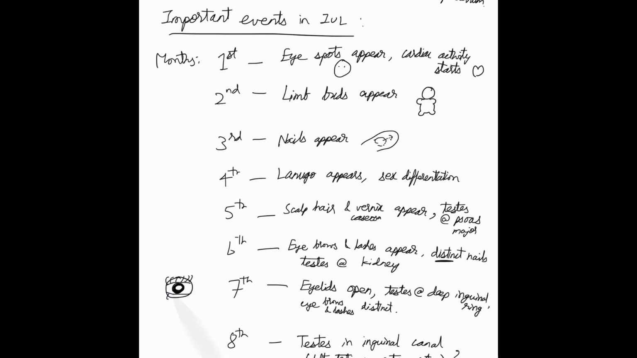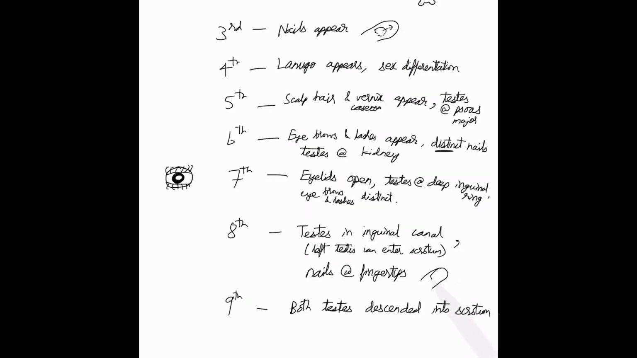At the 8th month of gestation, testes will be in the inguinal canal. Sometimes the left testis can descend into the scrotum, and the nails grow enough to finally reach the fingertips. At the 9th month of gestation, that is at full term, both the testes will have descended into the scrotum, and then the nails will have grown beyond the fingertips.